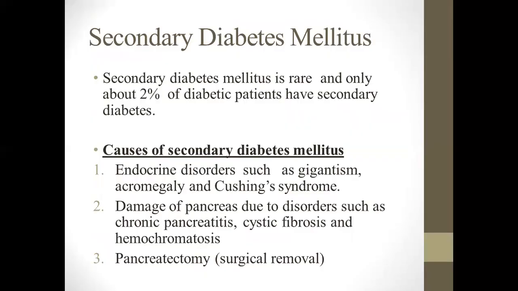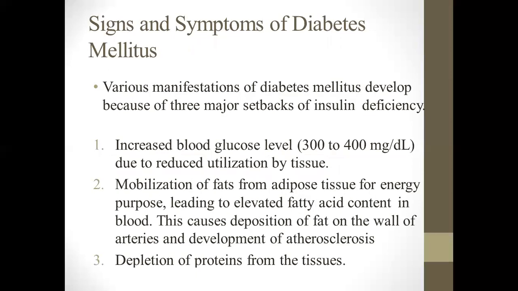We have to know. Secondary diabetes mellitus is basically related to another disease, and it has about 2% presence. The causes of secondary diabetes mellitus are gigantism, acromegaly, Cushing syndrome, an endocrine disorder, damage to the pancreas, or pancreatectomy, which is the surgical removal of the pancreas. What are basically the signs and symptoms of diabetes?